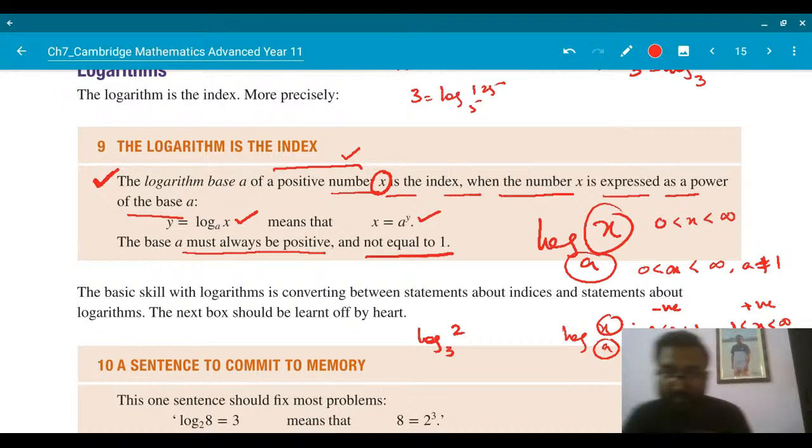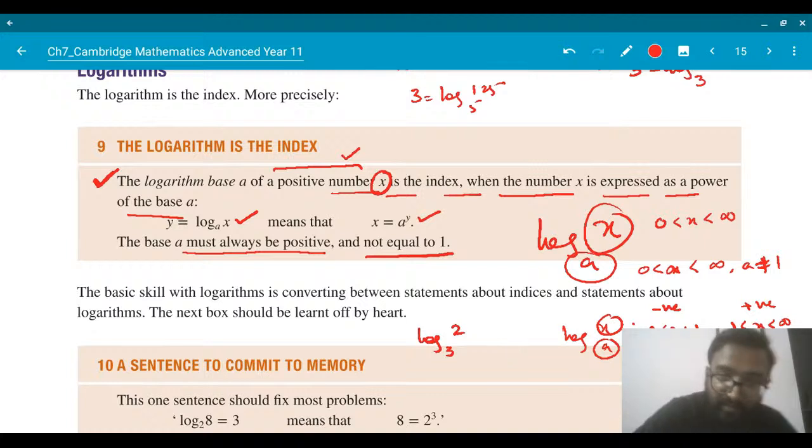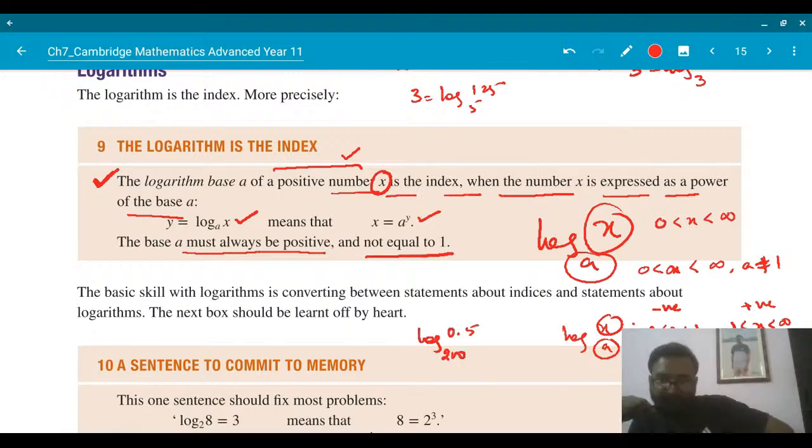Because 2 falls in this slot for positive positive. I will take one more: log 0.5 base 200. Negative, that's it. This is the key. It's the most important bit. It's an IIT bit.